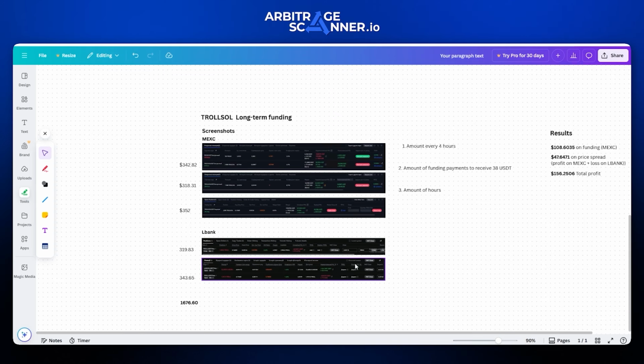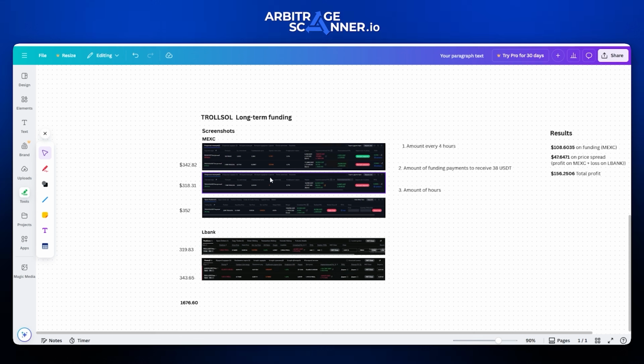The client got information about funding from our private Telegram group. On the exchange Max, he found the following situation for the token TrollSol. Every 4 hours, starting from August 3rd, the funding rate was 0.503%, and it remained at that level until August 9th. In other words, funding stayed stable for around 6 days.